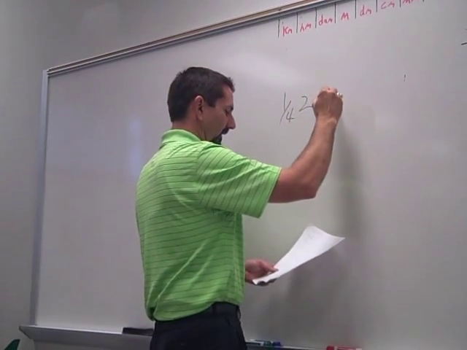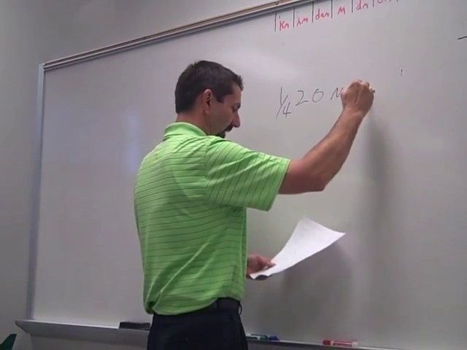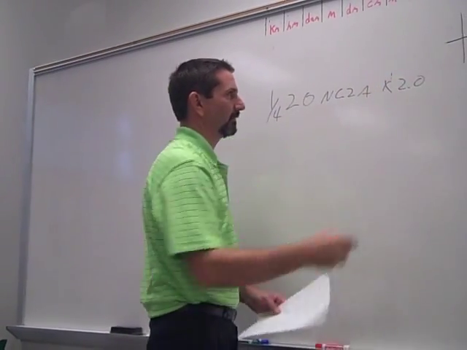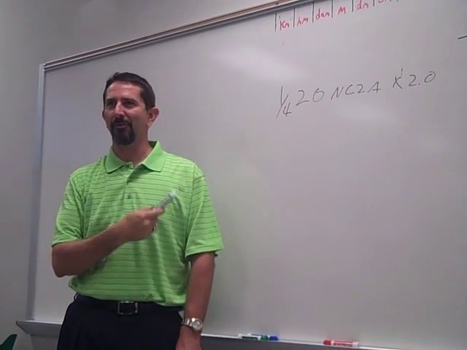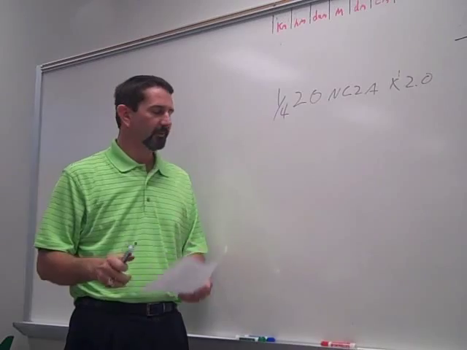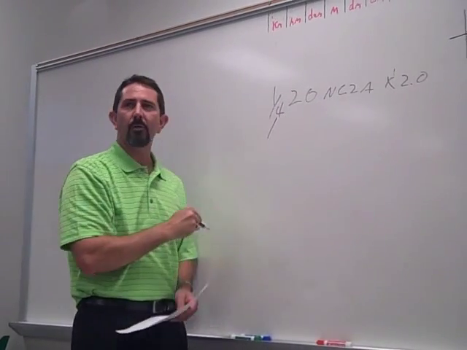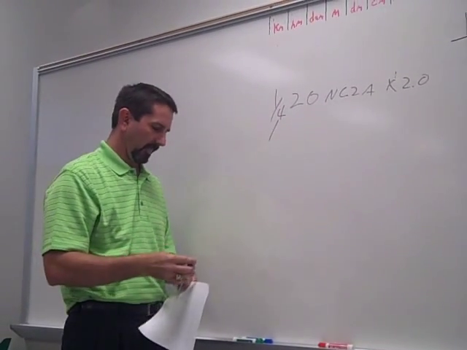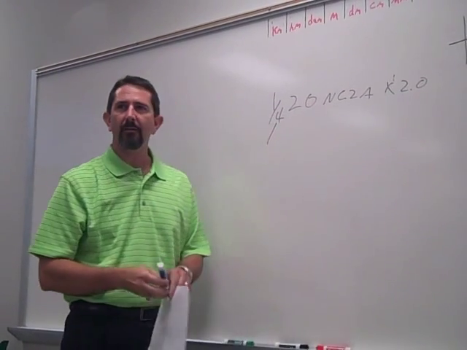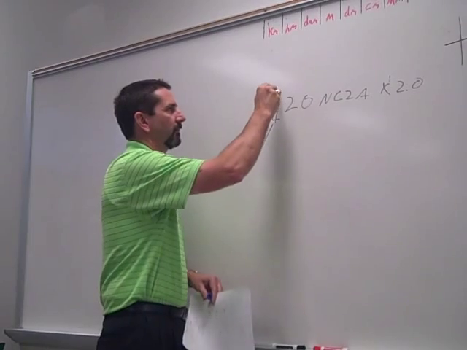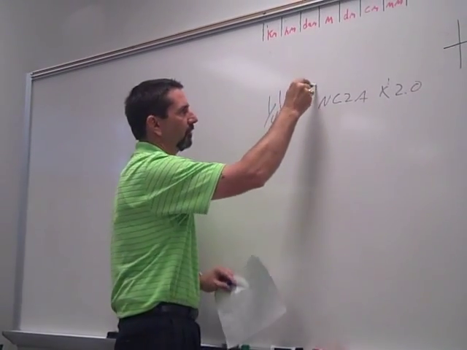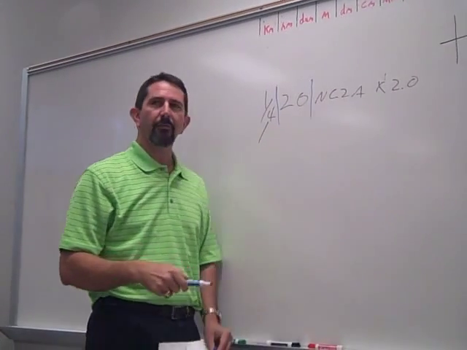1/4-20 NC-2A times 2.0. It is not Greek. There's a reason for every one of these. All right, first thing you need to know. 1/4. That is the outside diameter of your bolt. So 1/4, outside diameter. 20 is the threads per inch.